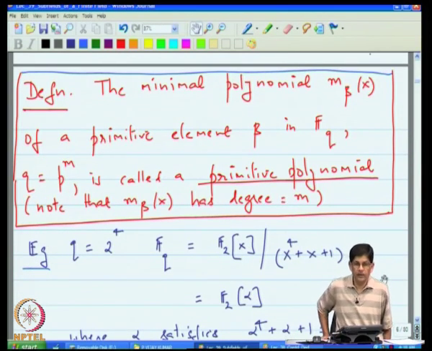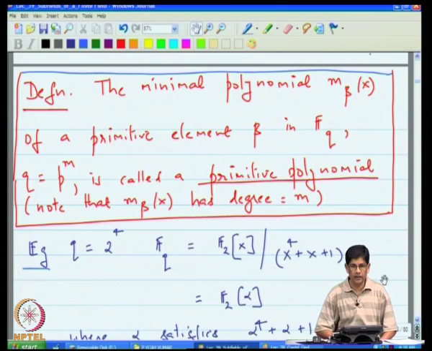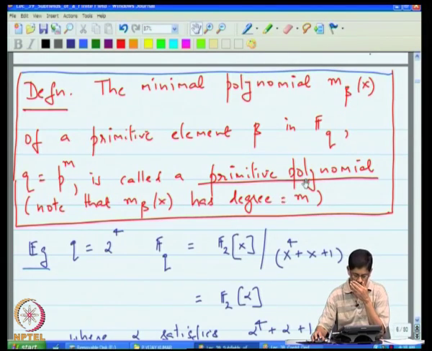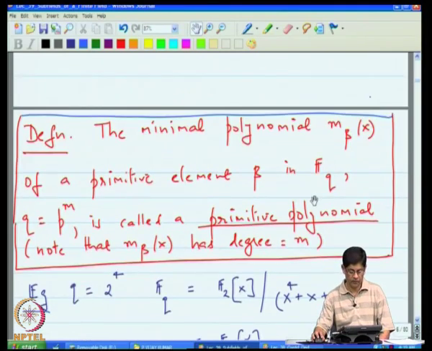Just a definition that we will need to call upon later. The minimal polynomial m_beta of x, so the notation stays the same, but for the cases when beta is a primitive element of the finite field, then m_beta of x is called a primitive polynomial, and we have already seen that primitive polynomials are of degree m. We just saw that in the previous lemma.